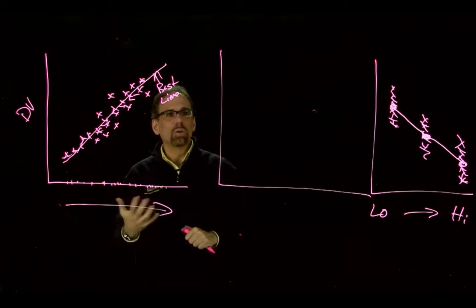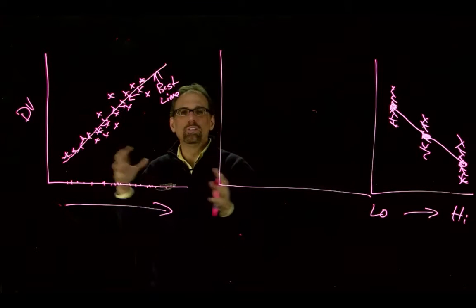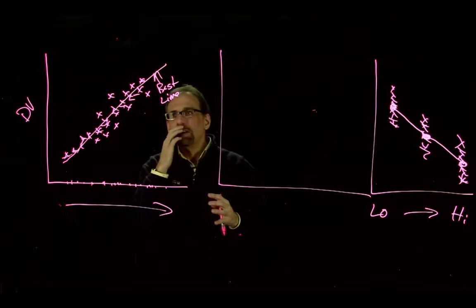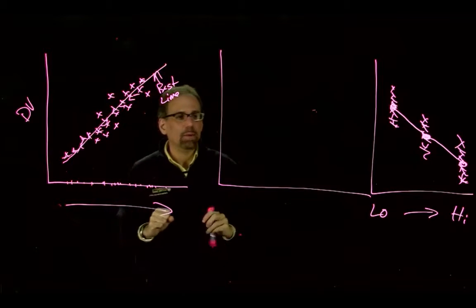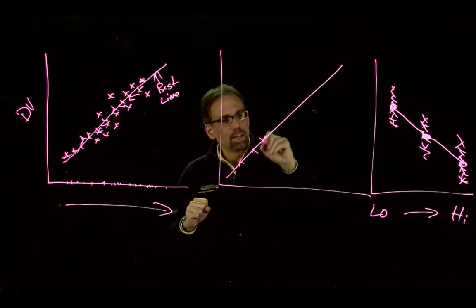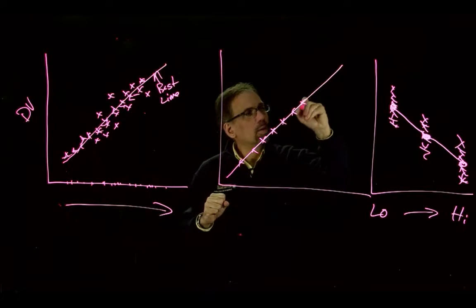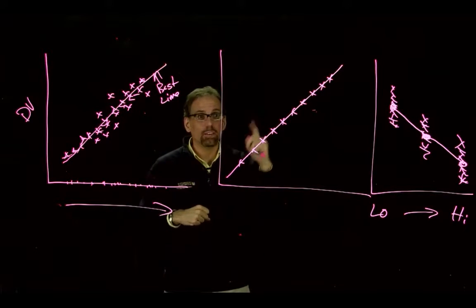Okay? In correlation, we're interested in how close the data points are to the line. Okay? So in this case, my data points are pretty darn close to my line. If it was a perfect correlation, they'd all be right on the line, like that. Perfectly on the line, okay? That's a perfect correlation.